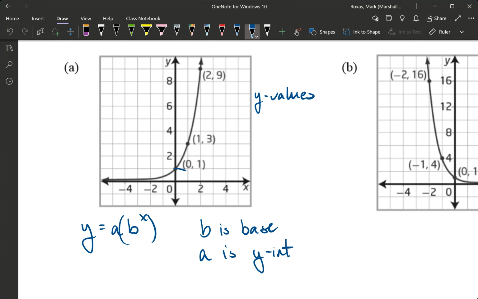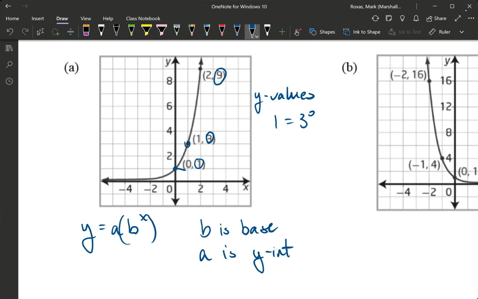And consecutive y values starting from the y-intercept. So here we have 1, and then it jumps to a 3, right? And then after 3, it jumps to a 9, right? It's a factor of 3 each time. Right? Can I write each number as a factor of 3?